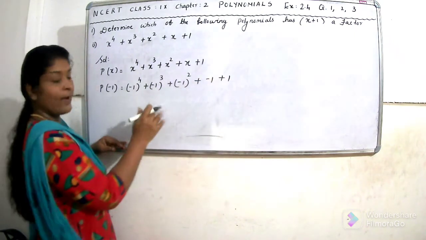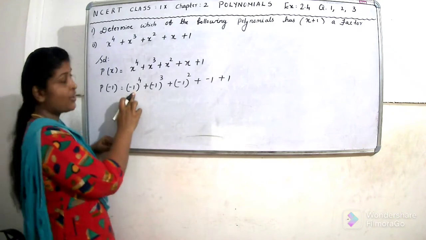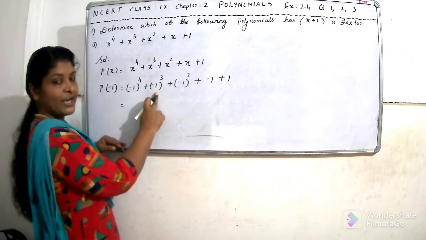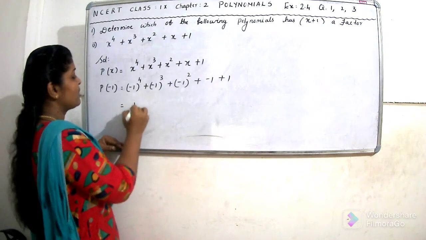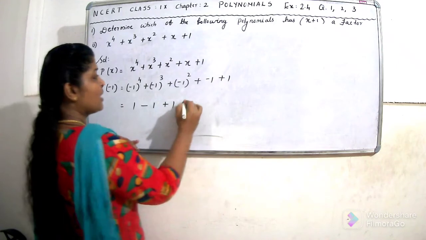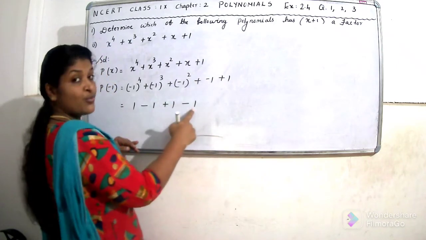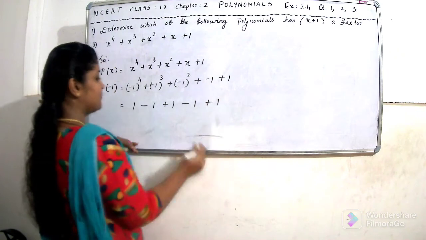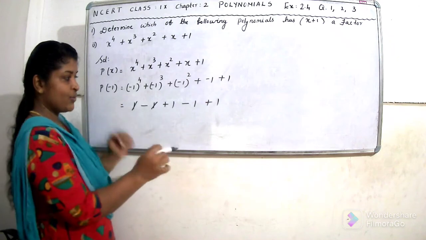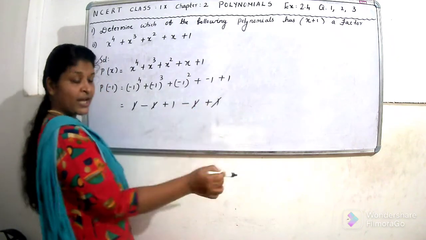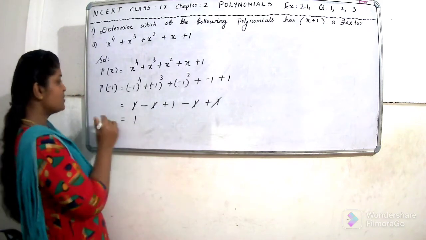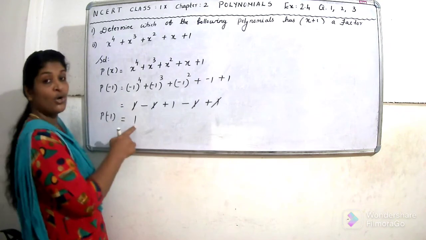Now we have to work out the powers. Here it will be positive and here also positive, because the powers are even. Here it will be negative. So we get positive 1, minus 1, plus 1, minus 1, plus 1. Now which will cancel out? Positive 1 and negative 1 cancel out. Positive 1 and negative 1 cancel out. Then what is left? 1 is left. That means the remainder is 1. That means P of negative 1 is equal to 1.